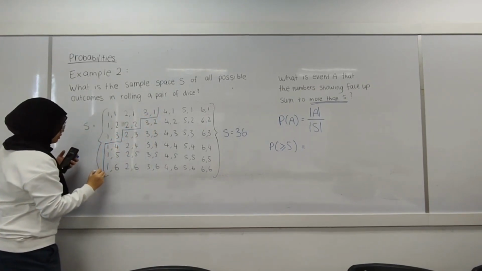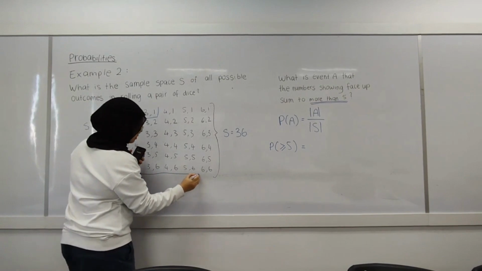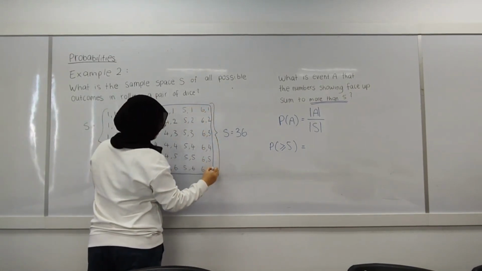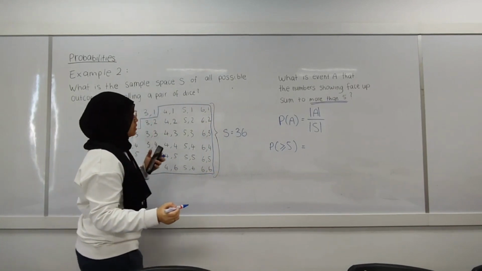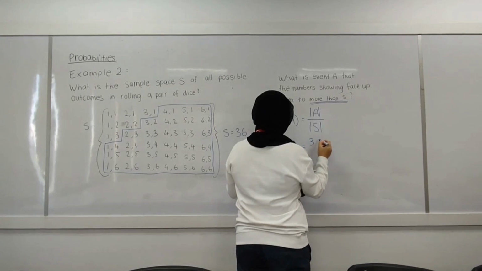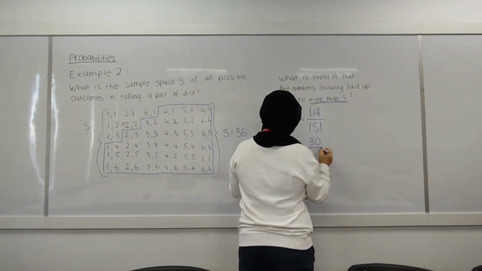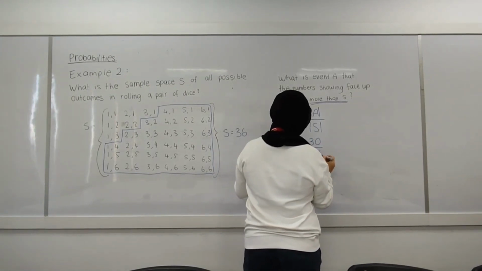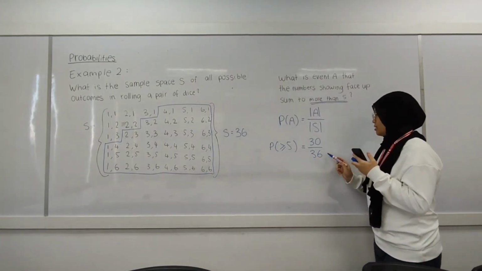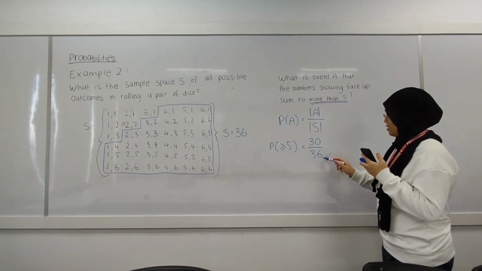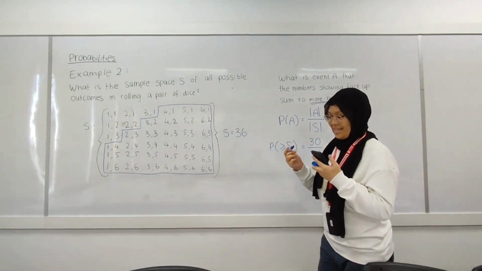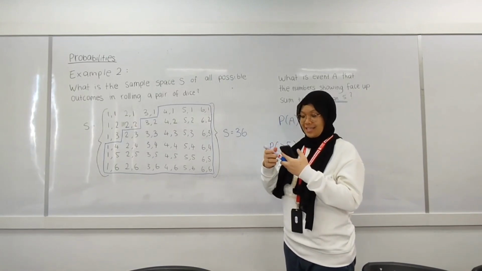we can get all of this. Which is the outcome of the event is 30 over 36, the sample space. So this is the probability that we can get for this event. That's it. So to the next example.